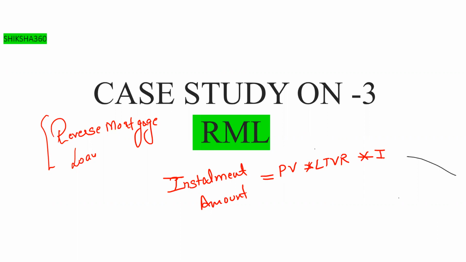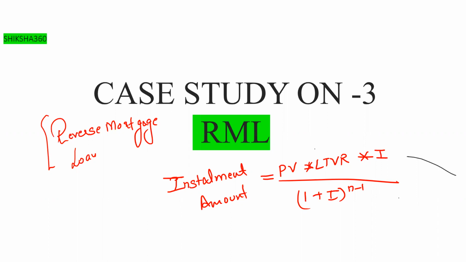into i upon 1 plus i to the power n minus 1, where n is the number of installments. So now let's start the discussion on the reverse mortgage loan case study.